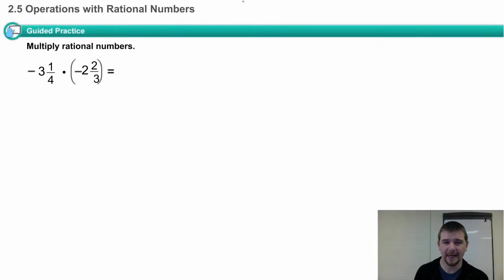And once again, we find a guided practice problem following an example problem. And once again, I feel I've guided you through the example problem and would like you to complete the guided practice problem on your own as a check of your understanding. So multiply rational numbers. Negative 3 1/4 times negative 2 2/3.